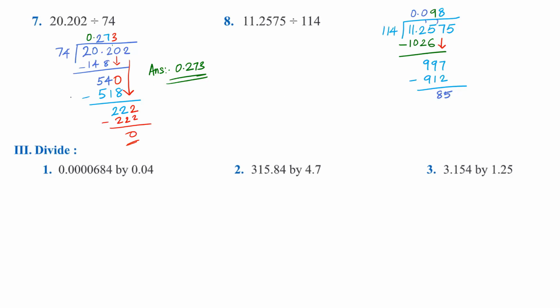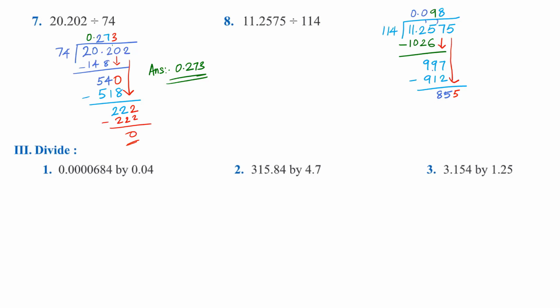Now what is the carry there? 5. Yes, so carry that 5 down. Now is 85 divisible? No. What about 850? Yes. Oh, sorry, it will say 855. If I carry that 5 down, 855. Now is 855 divisible? Yes, it is.